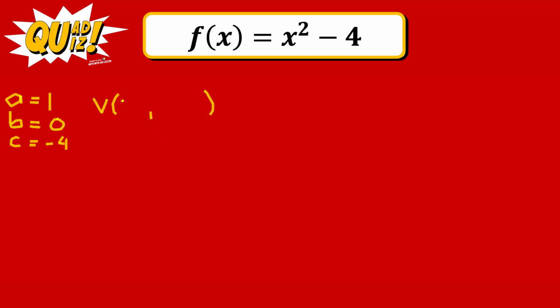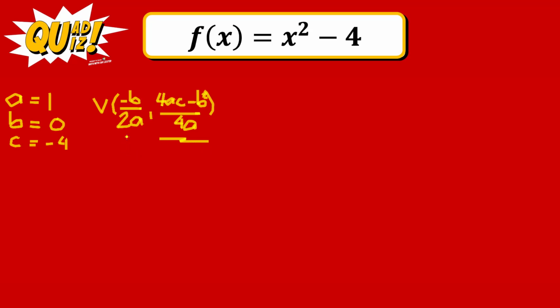For our x coordinate, it's -b/2a. So we simply plug in the a and b coefficients here, and for our y coordinate, it's (4ac - b squared) over 4a. Same thing, substitute your a, b, and c coefficients. But you don't need to worry much about this. You don't need to memorize this formula, because here's the catch.